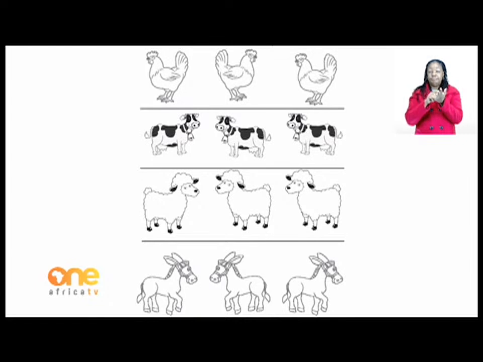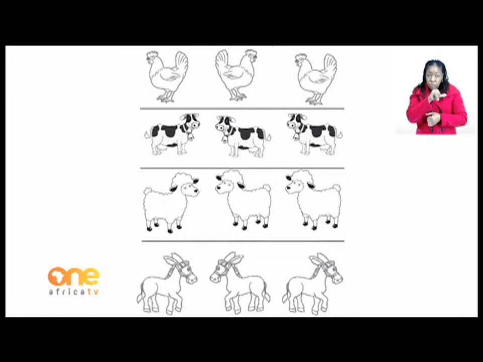Let's look at the next row of animals. We can see there are three cows facing different directions. Which cow is facing the right-hand side? Color the one facing the right. Let's look at the next pictures. The next pictures in the third row are the lambs.